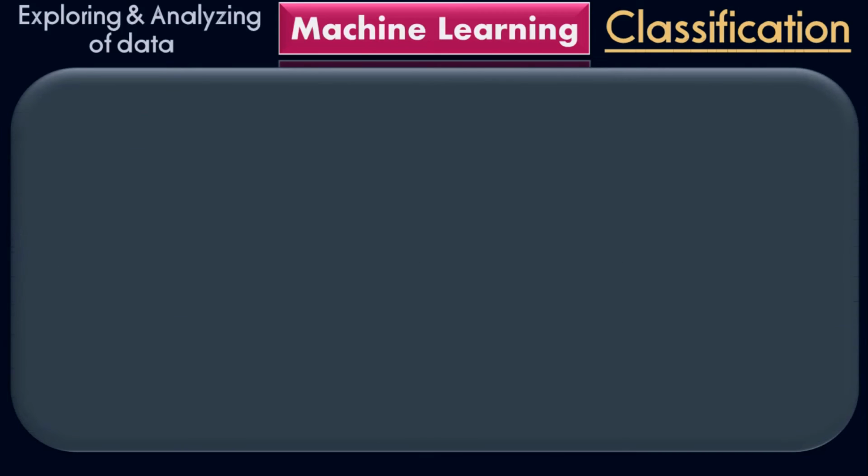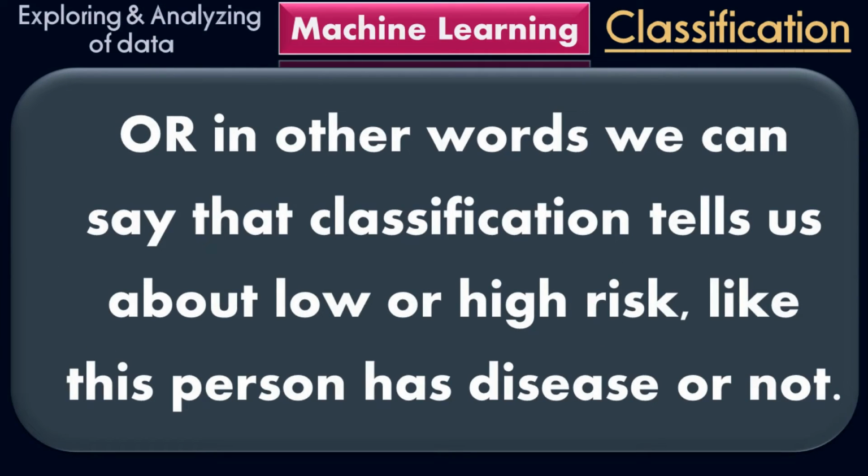We can also say that classification tells us about low or high risk, like whether this person has a disease or not. As I told you, classification produces classes. The data is classified into proper classes. So in other words, we can say that classification tells us about the low and high risk. For example, if a doctor does a checkup of a person, he can analyze the low risk and the high risk of the disease. So there are plenty of examples where we do classification with the help of machine learning.